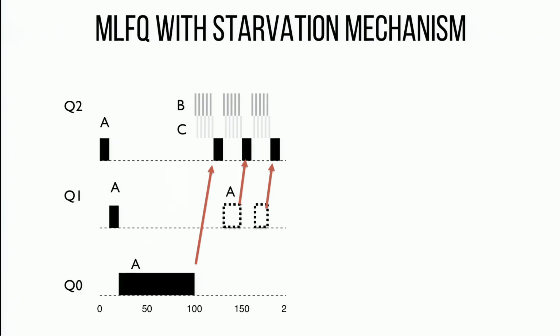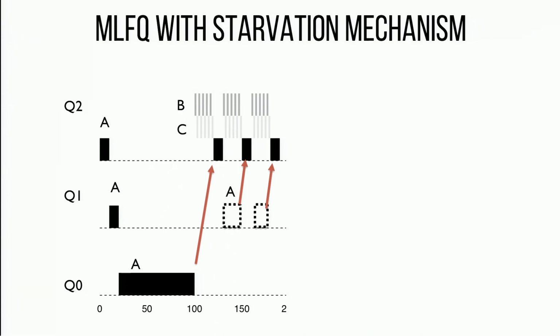Now, the time slice at Q2, it is this long. So that's why when job A gets the CPU finally, it does get to run for a longer period of time than the others, because it's not relinquishing the CPU. It's using up its whole time slice. But then once it gets demoted down here, then the jobs that are at the higher priority, B and C, are going to get to use the CPU again.